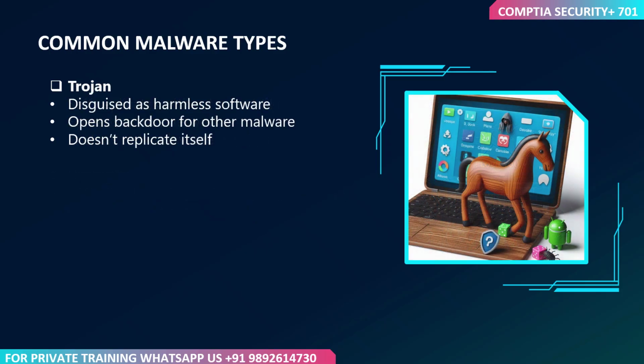Then there are Trojans, also known as Trojan horses. Just like the story from Greek mythology, where the Greeks used a wooden horse to trick the Trojans and sneak into their city, a Trojan malware hides inside something that looks harmless. You might download a game, a video player, or even a free version of some paid software. But once you run it, the Trojan activates in the background. It doesn't replicate like a virus or a worm, but it opens the door for other malware or attackers to take control of your system.